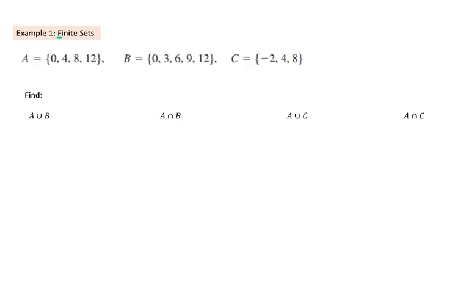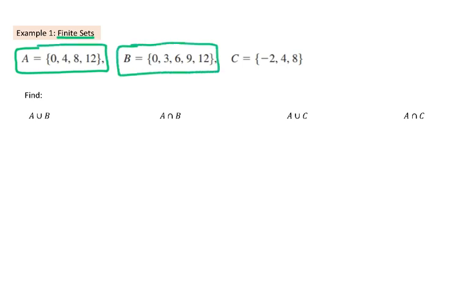The first example here has to do with finite sets. And when I say finite sets, I mean sets of items that don't go on forever. They're very countable. So you can see set A has 4 items, set B has 5 numbers, set C has 3 numbers. Okay, so the first question, A union B. What that means is we're going to combine all the items that are in both sets A and B.